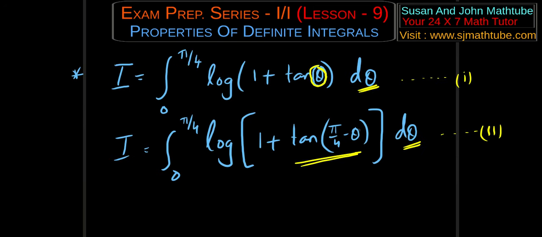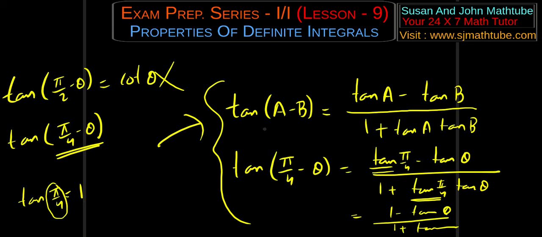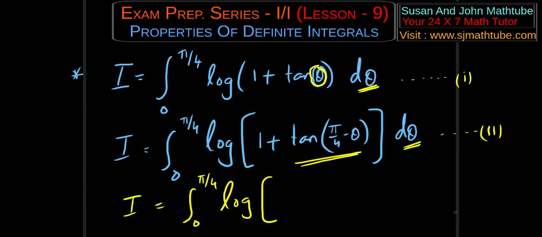Okay, so look at this. We apply that property, so we get 0 to pi/4. Now I am going to skip a lot of steps because I already showed you what happens here. What is tan(pi/4 - theta)? Tan pi/4 minus tan theta by 1 plus tan pi/4 tan theta. And tan pi/4 is 1. So we end up with (1 - tan theta) divided by (1 + tan theta).